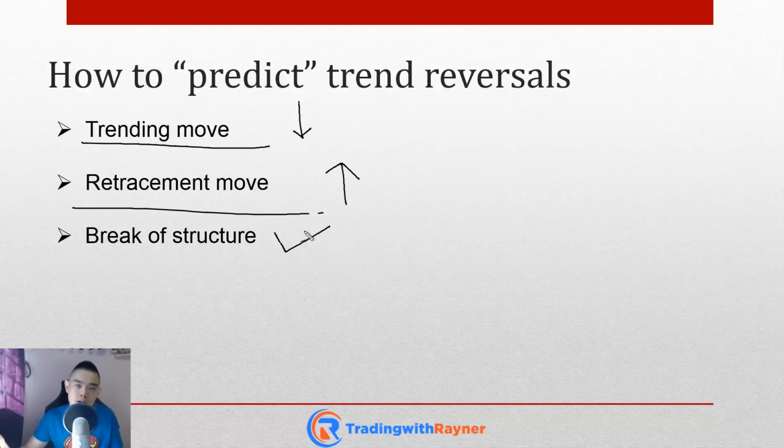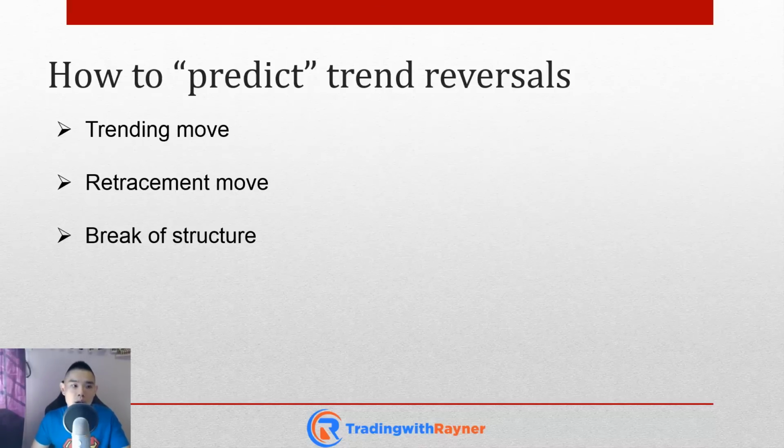So if it's in a downtrend, you'll notice that the market goes into a range, and afterwards it breaks out higher high and higher low. Okay, let me walk you through a few examples so you know what I mean.